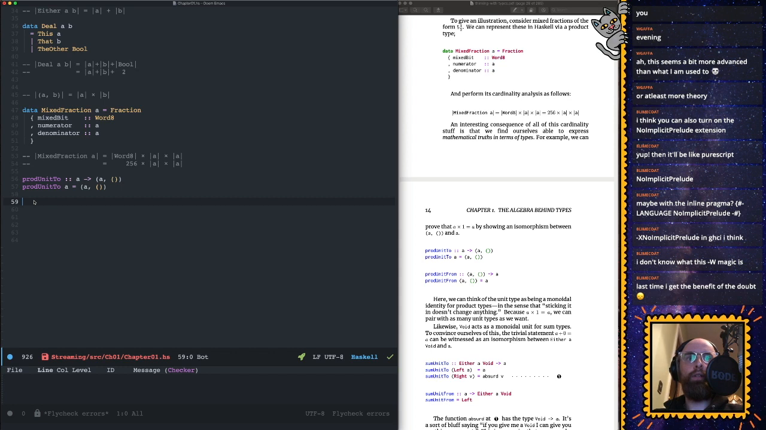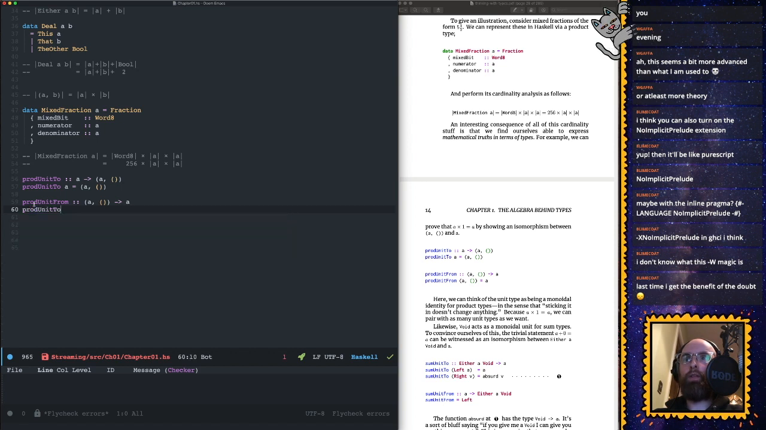And the next one is going to be, what's the next one? Prod unit from. Okay, sorry, of course, it's the other way, isn't it? So prod unit 2, which is now from, and that'll be the other way around. So we'll have a tuple of A, comma, unit, and that'll be an A. Yeah? So let's do it again.